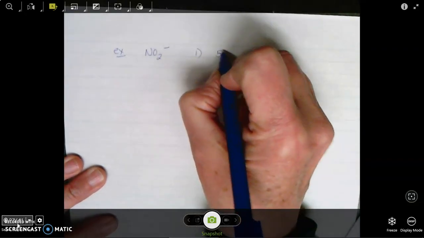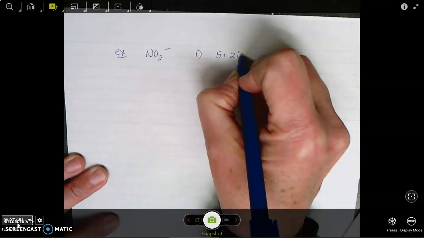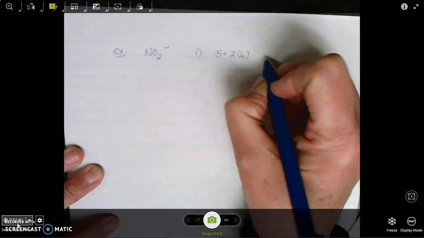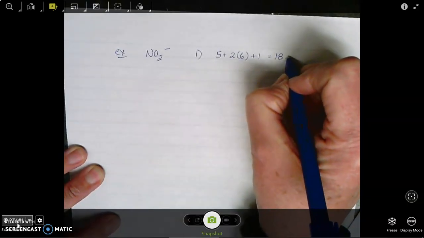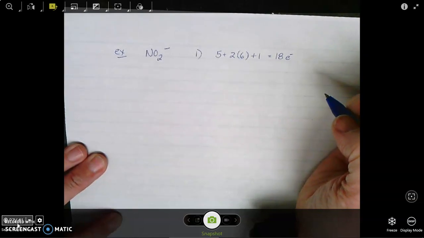First step is to tally up the valence electrons. Well, we have 5 from nitrogen. We have 2 oxygens, each with 6 valence electrons, and we add 1 electron because of the negative charge. That's going to give us a total of 18 electrons. Those are what we have to work with.